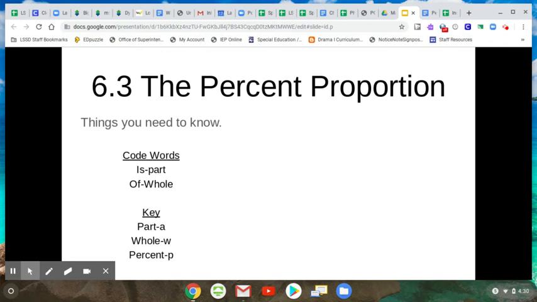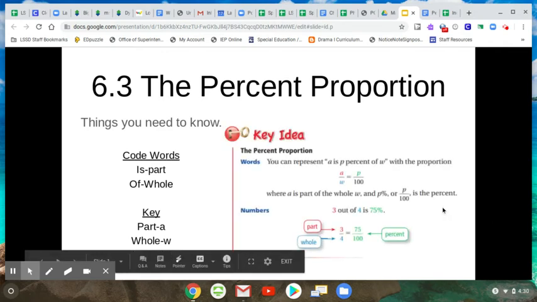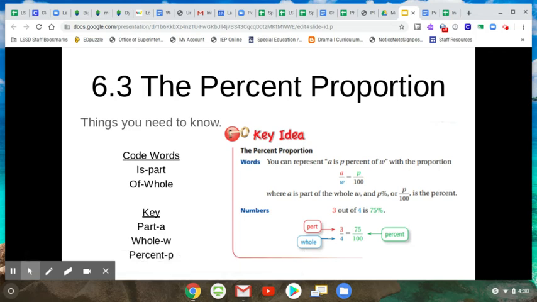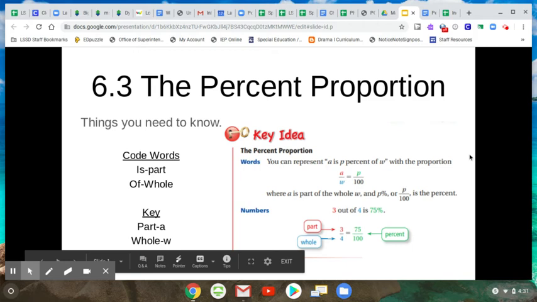And then a little key: if you see part, that is represented by the letter A, whole is represented by the letter W, and percent is represented by the letter P. So a couple of things we need to understand. The key idea of this percent proportion is that you can write this proportion and it can represent A is P percent of W, or a part is P percent of a whole. Okay. So I'm going to go ahead and move on. We're going to try some of these out.